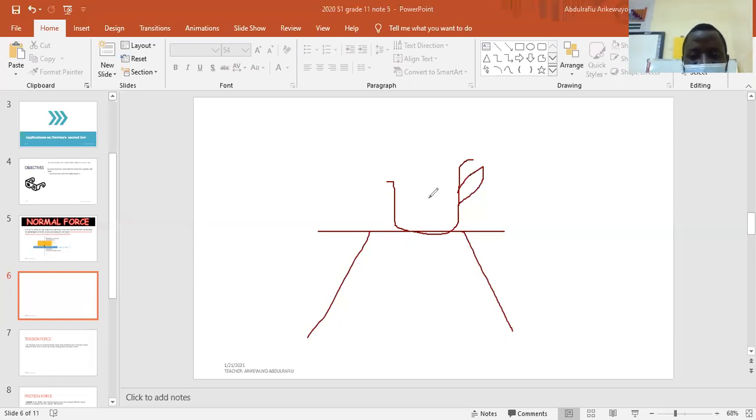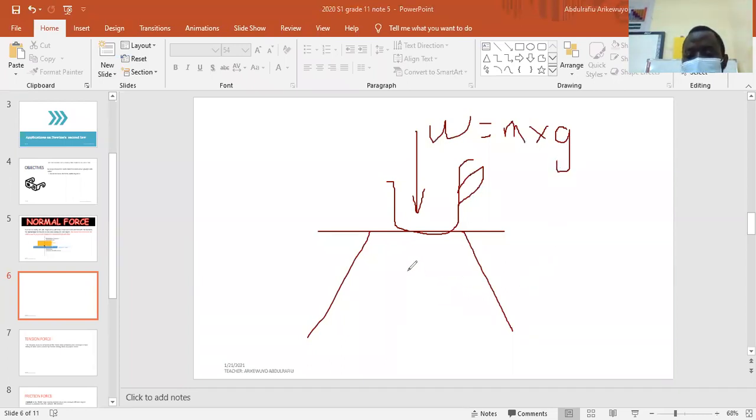Now, when you have this, there is a force acting downward. The cup is exerting a force on the table, and that force is as a result of the weight of the cup. So there is a force downward because of weight. You know that the weight is equal to mass multiplied by gravity, meaning the mass of the cup multiplied by the constant g, the acceleration due to gravity.